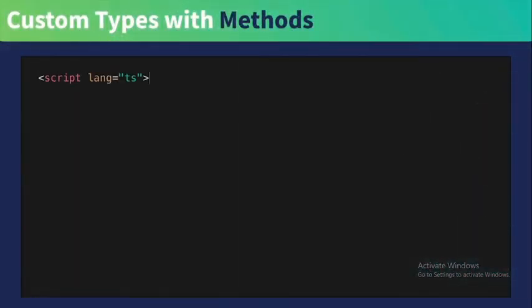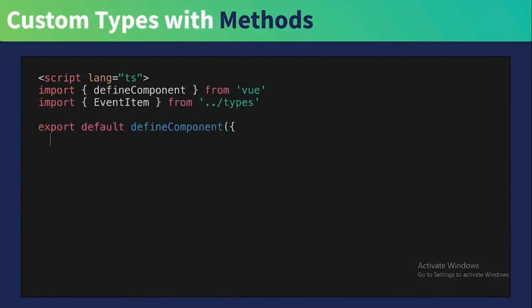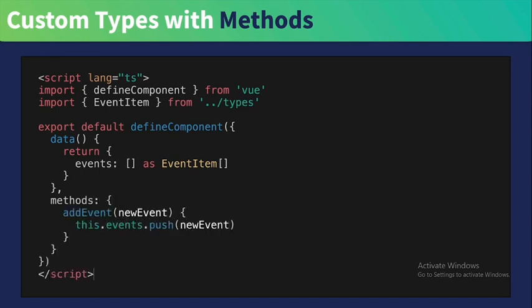Here we have our single file component again, which is a language of TypeScript, and we've imported our helper method from Vue, as well as our custom type that we've already defined. As you can see, we still have our data store, which has an events array of event item assigned to it. But the difference is that we have this methods option, which contains an add event function, which takes this parameter called new event, in which we go ahead and push that event onto the current events that we're tracking inside of the data store.